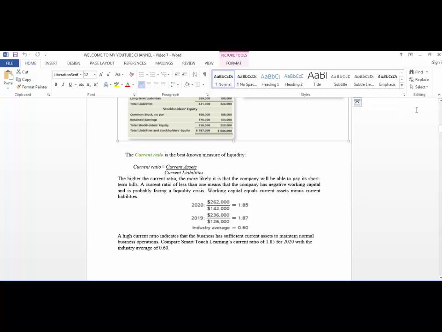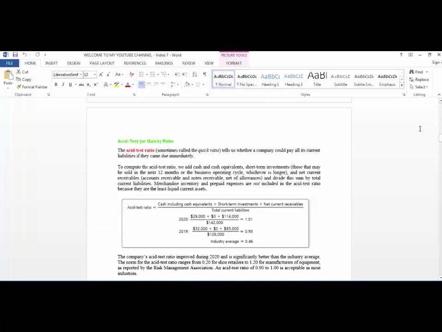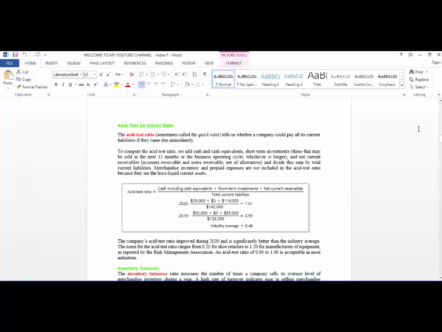Okay, the second one we have here is the acid test ratio. The acid test ratio is also called the quick ratio. For example, can the company pay all its current liabilities if they came due immediately? So what we include here is cash plus cash equivalents plus short-term investments plus net current receivables, divided by total current liabilities. Again, the data we have taken, cash including cash equivalents, comes from the asset portion.